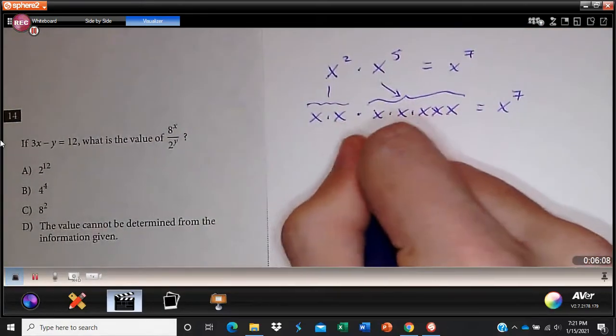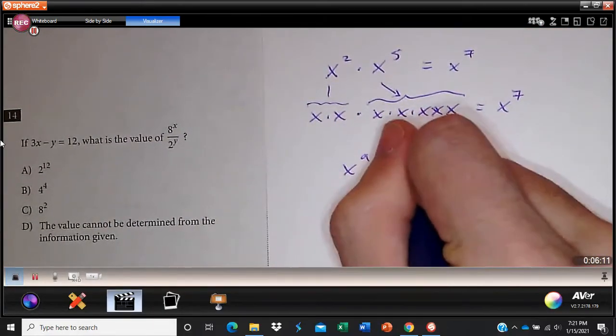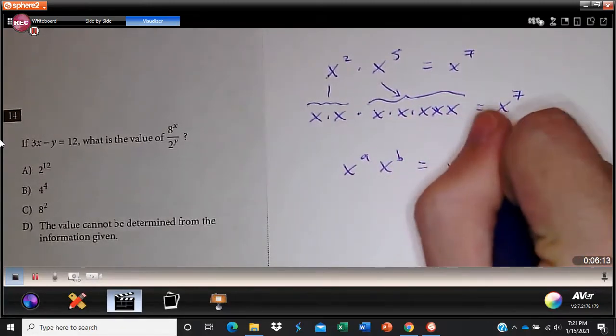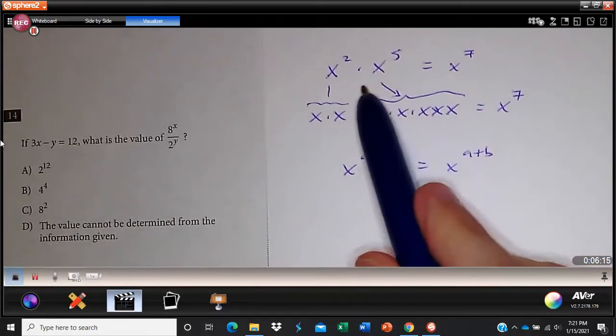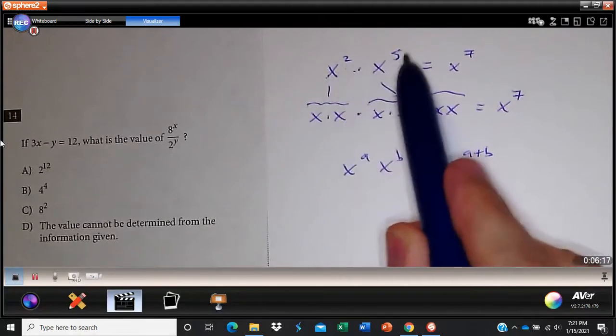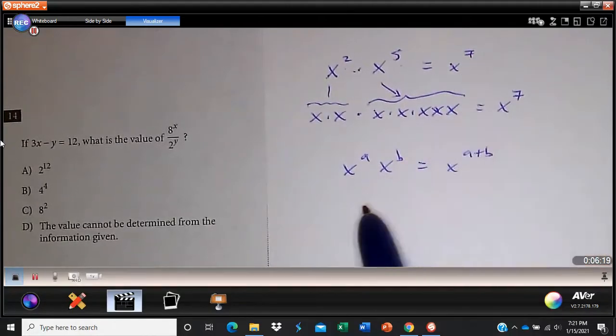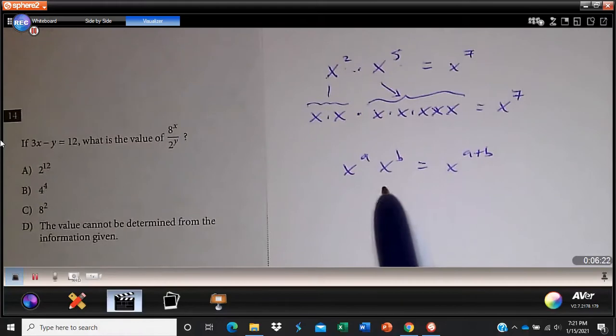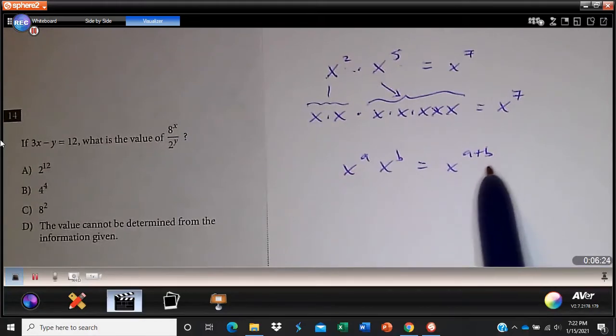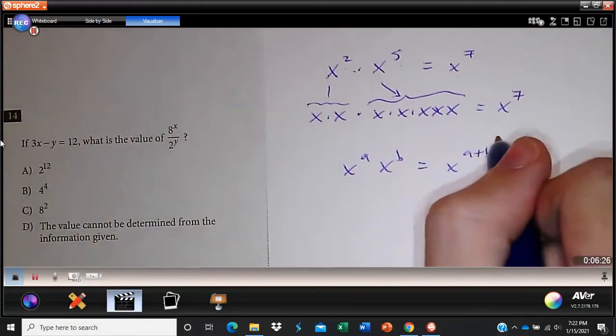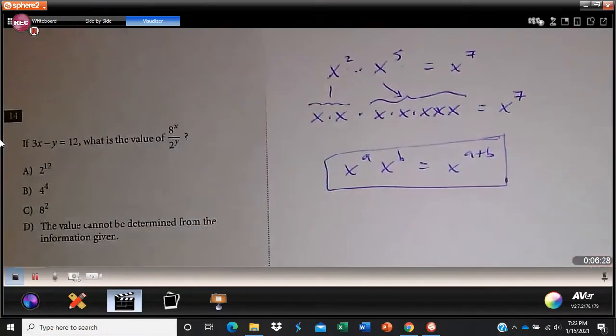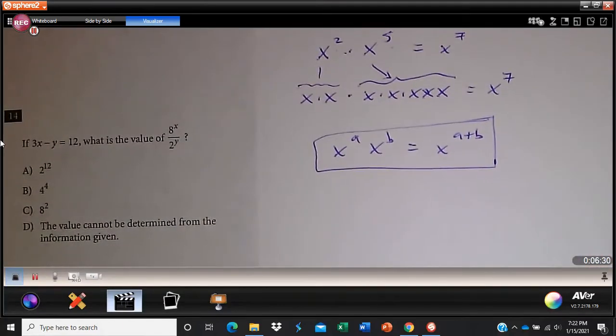So the general rule is x to the a times x to the b is equal to x to the a plus b. And you can see that here we had 2 and 5, and 2 plus 5 is 7, which is what you would get here. So x to the a times x to the b is equal to x to the a plus b. Okay, so that's the first primary rule of exponential algebra. You might recognize that, actually. This is probably late math 2 or sophomore or junior level algebra, something like that.